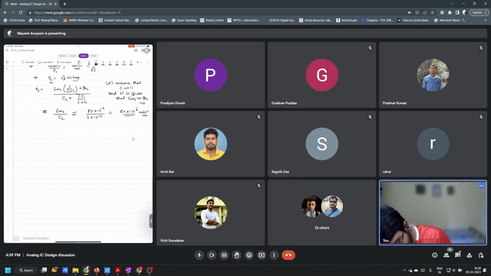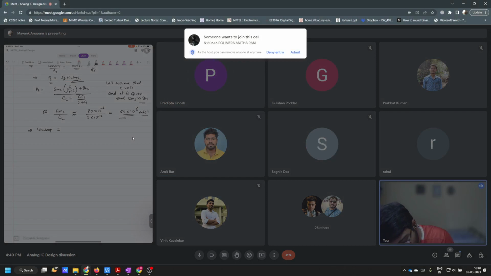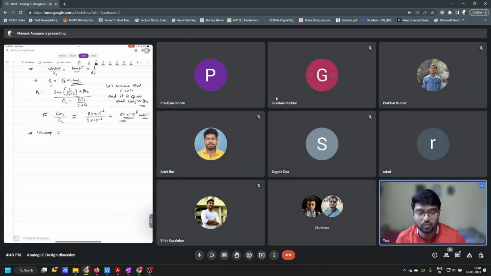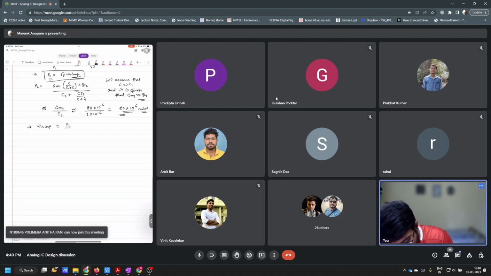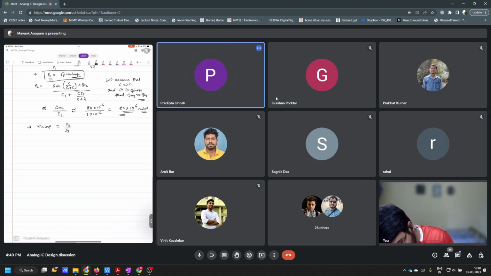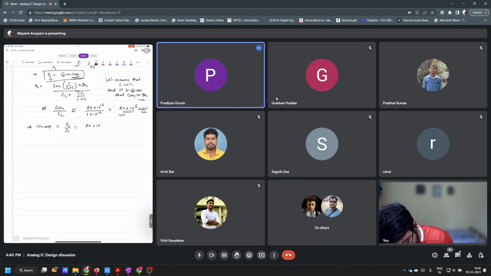Now what is pole P2 from here? Oh, sorry, pole P2 is given already, right? Now what is omega u loop from this? If pole P2 is known, how can we calculate omega u loop? G1 by C4? No, no. Omega u loop is already calculated here, right? It will be P2 by root 3, so it is 18 into 10 to the power 6 divided by root 3, radian per second.